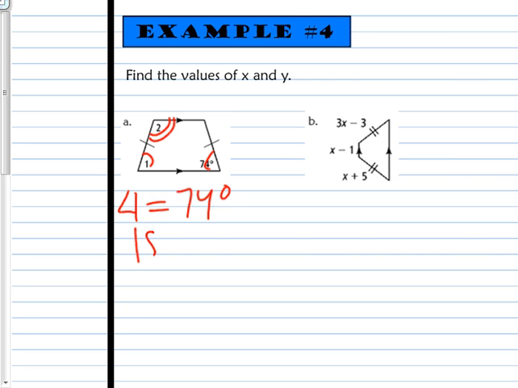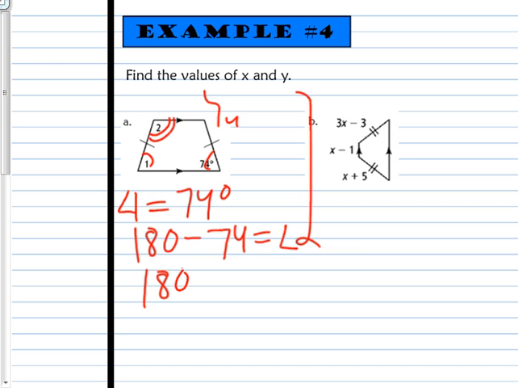So 180 minus 74 equals angle 2. So 106 equals angle 2. So angle 2 is 106 degrees. So they were either congruent or they were supplementary.